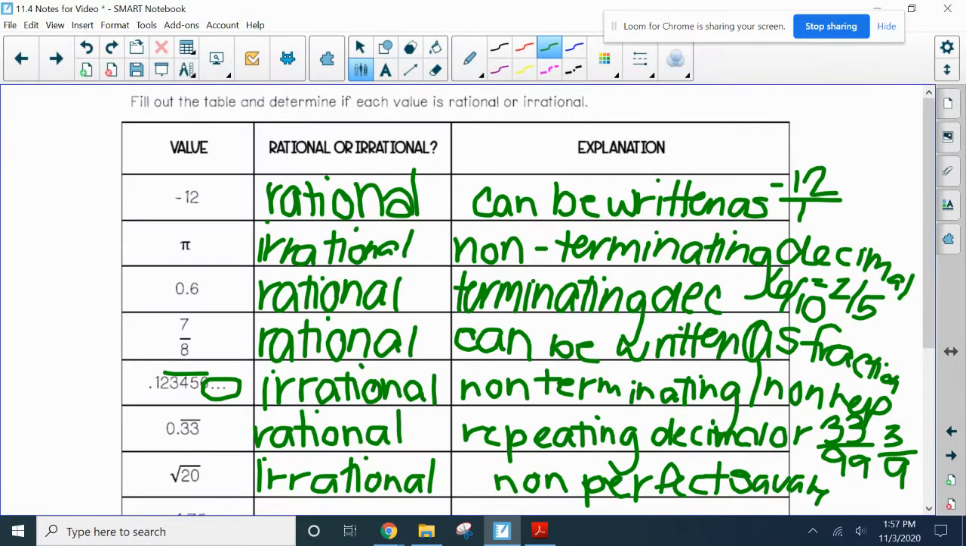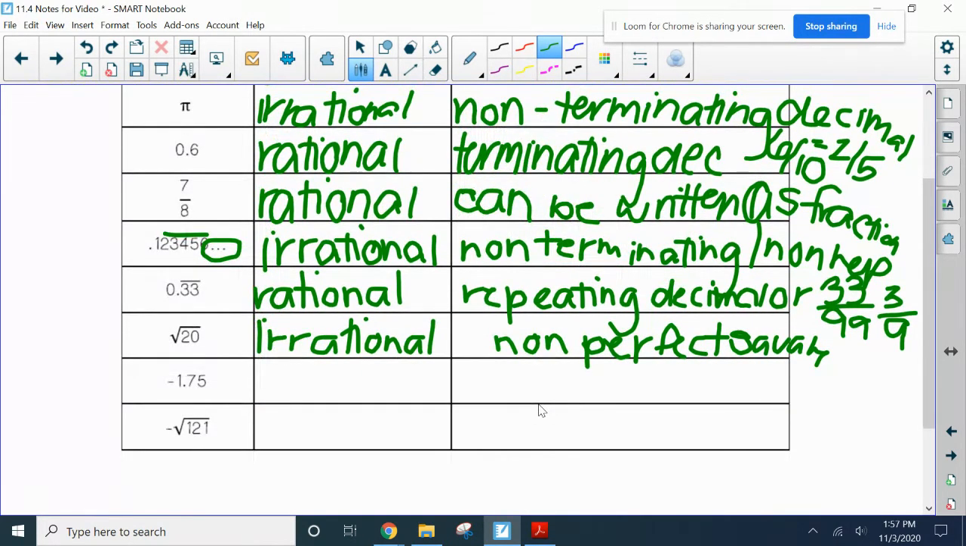Let's look at a couple other examples. I just have two more. I have negative 1.75. Does that decimal end? Think about that. A lot of people, for some reason, you saw these negative numbers and it threw you for a loop. It's a terminating decimal, and it could be written as 1 75/100, which simplifies to 1 3/4. So it's a terminating decimal, or it can be written as a fraction, as I just showed you. Because of that, it is rational.